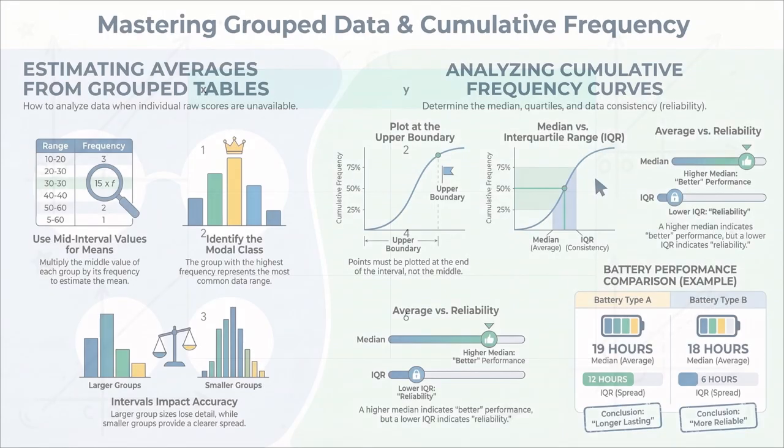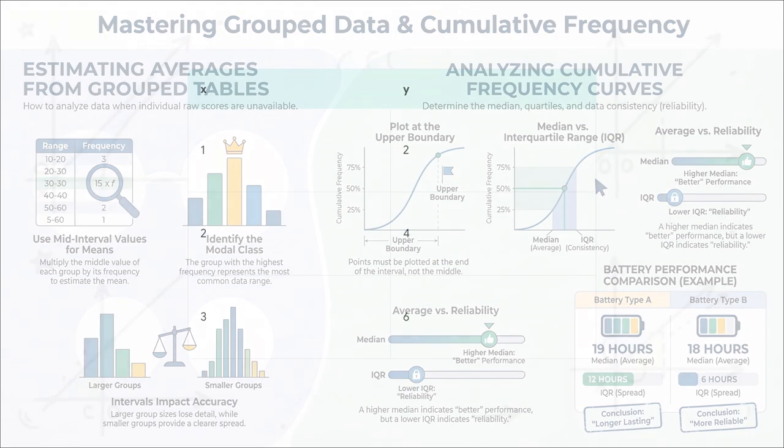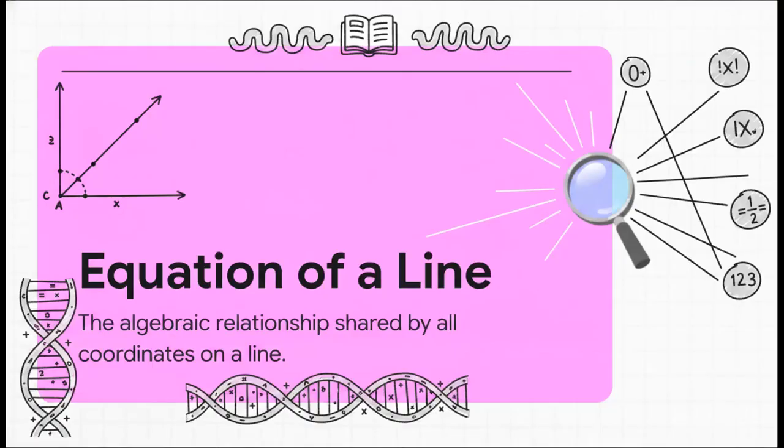Check out this data pattern. Notice how every single y-coordinate is exactly double its x-coordinate? That hidden pattern is a line's algebraic DNA, known as the general equation of a straight line.